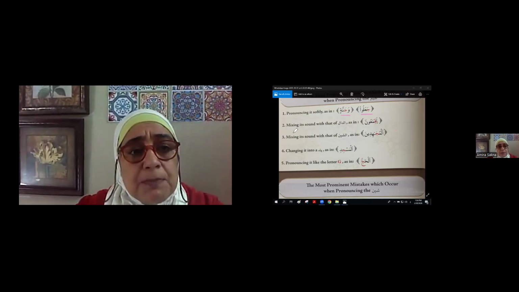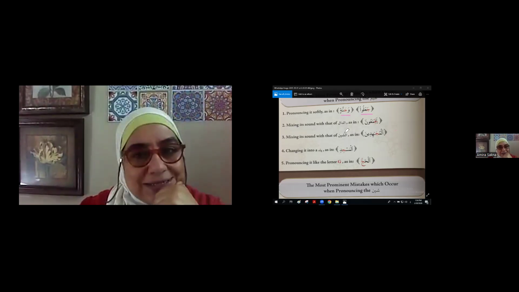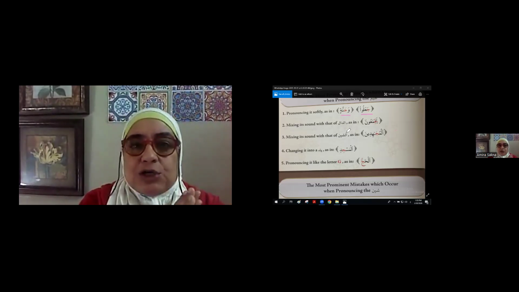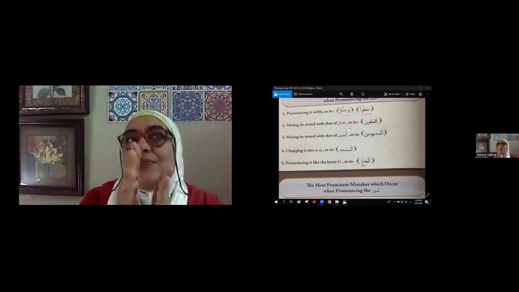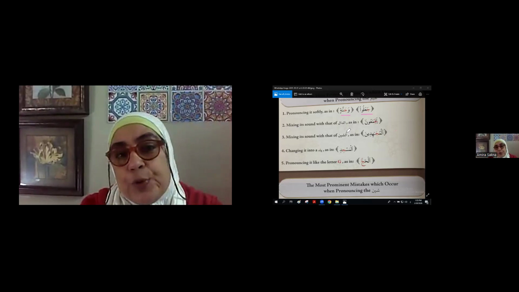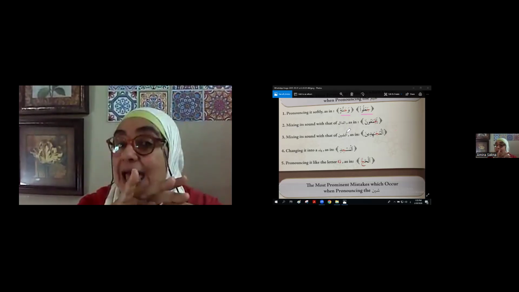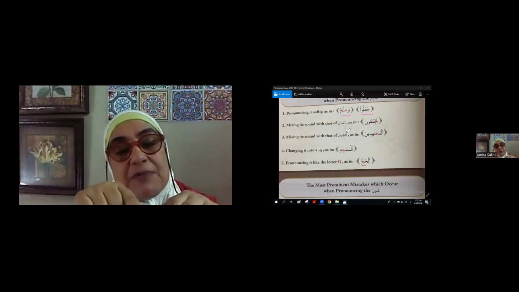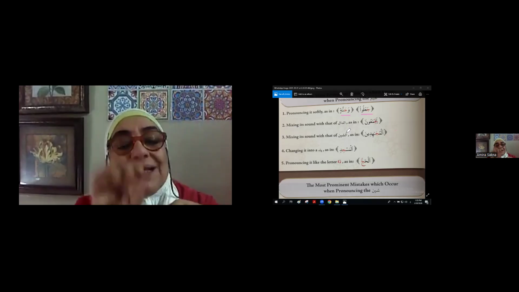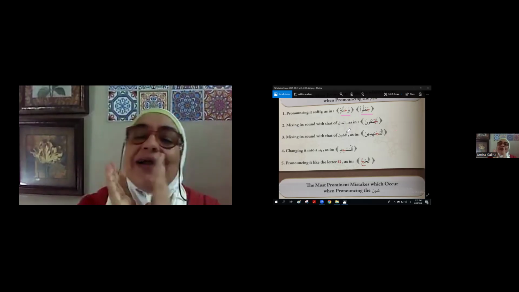Number 2, mixing its sound with that of dal. Why with dal, my dear sister? Usually the mistakes happen with letters whose articulation points are nearby or the same. The articulation point of dal is nearby the articulation point of jim. Jim is the middle part of the tongue. Dal is the tip of the tongue. So near. So if you move the articulation point a little bit forward from the middle part of the tongue to the tip, you will have a hint of that.